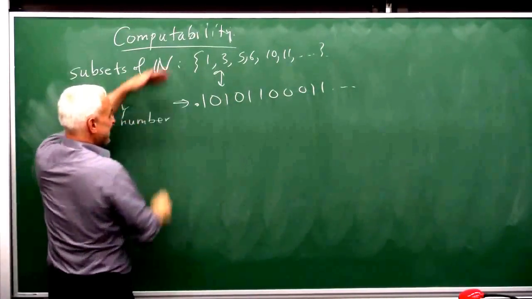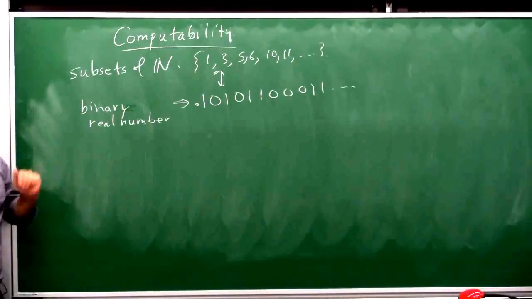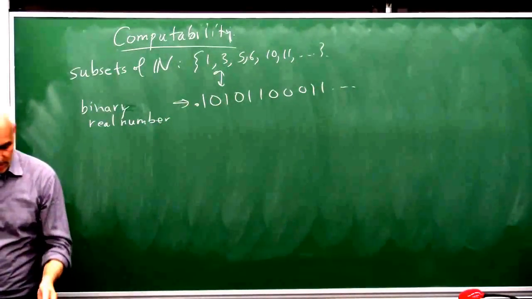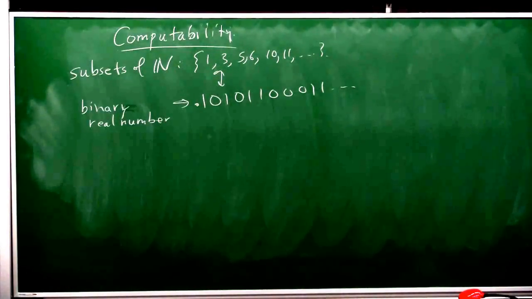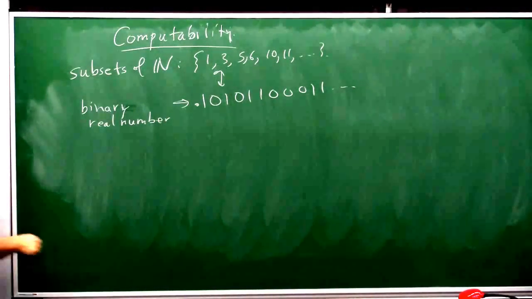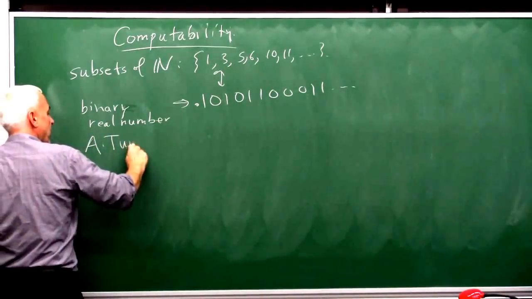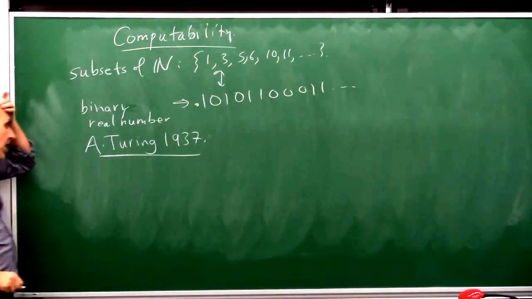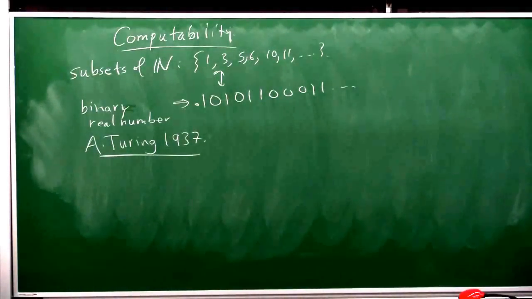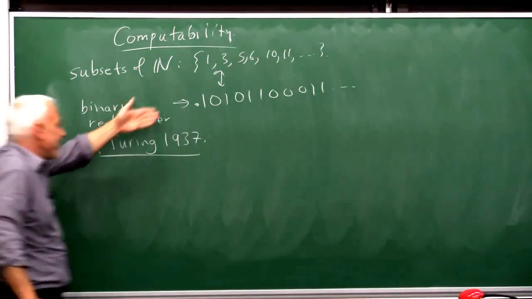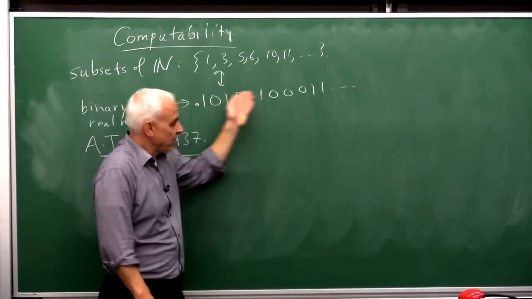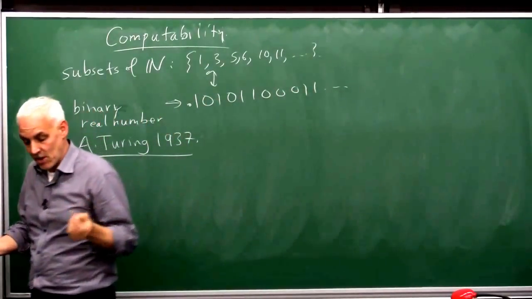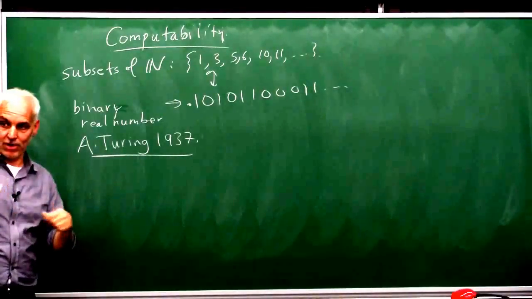So talking about infinite subsets of the natural numbers, and talking about binary real numbers, or real numbers more generally, is not really that much different. And it was Alan Turing who, in 1937, started thinking about the computable aspect of this. He says, well, you've got some sequence here. So how should we think about this sequence? Should we think about it as being given by an infinite amount of choice, or should we think about it as being given by an algorithm?